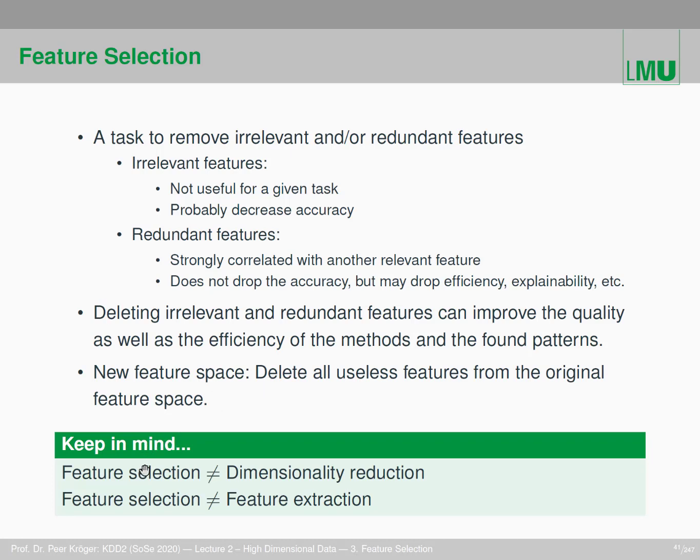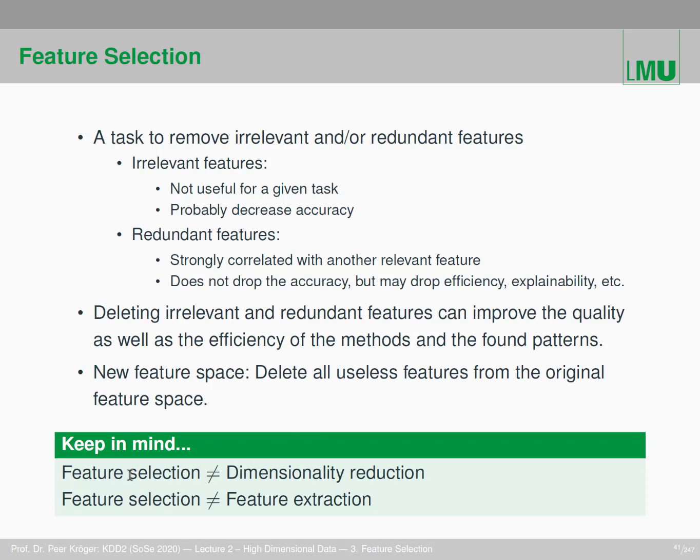So feature selection keeps the original features, but just removes some of them. When people talk about dimensionality reduction, they typically assume that they also somehow derive new features from the original ones. So in dimensionality reduction, that's the difference to feature selection: the original features are not kept, but we derive new and fewer features actually. And feature extraction is again a different thing. We will talk about that in the next weeks. So keep that in mind.